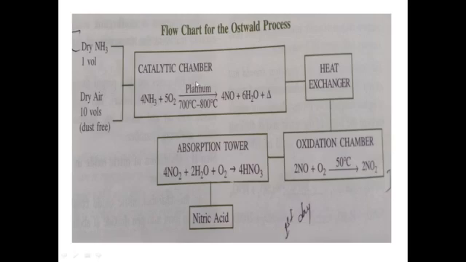This is step number 1 of the Ostwald process. And then this is the heat exchanger which exchanges heat in converting nitric oxide to nitrogen dioxide at 50 degrees Celsius, and this is step number 2. And this nitrogen dioxide that is prepared in the oxidation chamber is passed to the absorption tower where it combines with water and oxygen to give nitric acid, and finally we get nitric acid. So this is the whole Ostwald process shown in this flow chart.